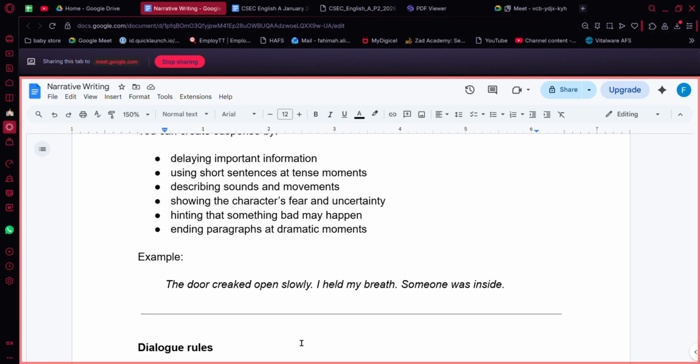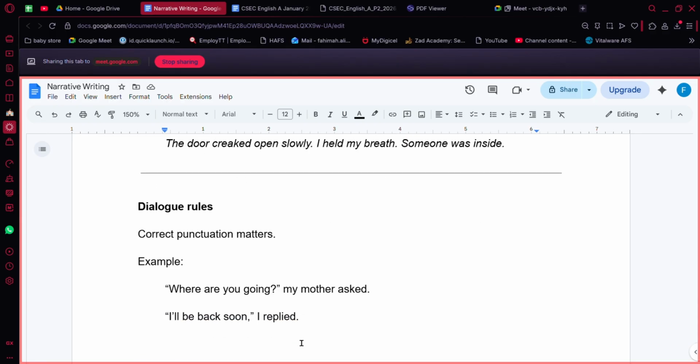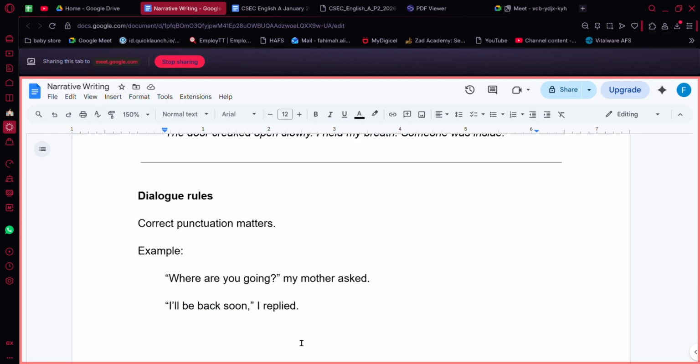And lastly, we have dialogue rules. Correct punctuation matters, because remember, punctuation is what you're getting marked on. "Where are you going?" my mother asked. Notice where all the punctuation is in that sentence.